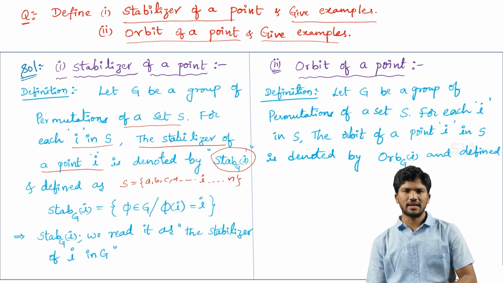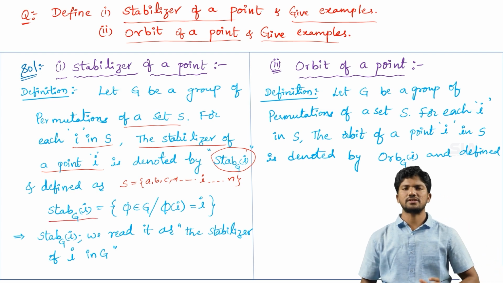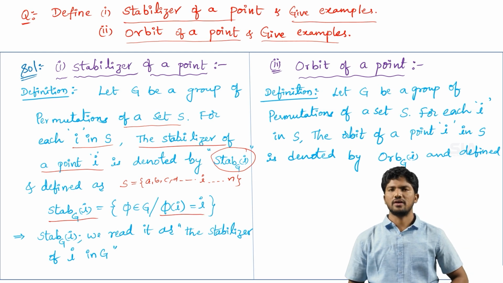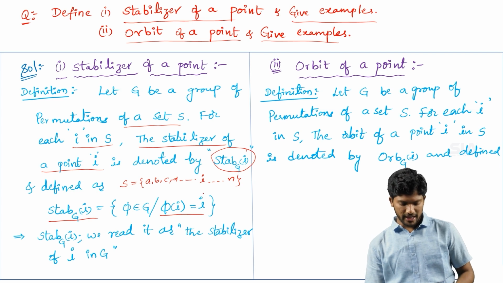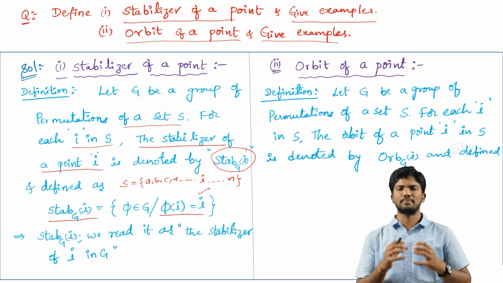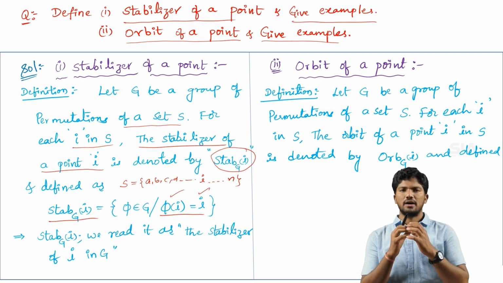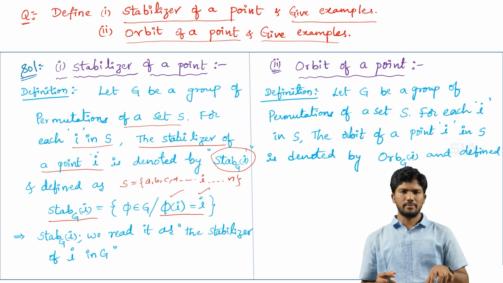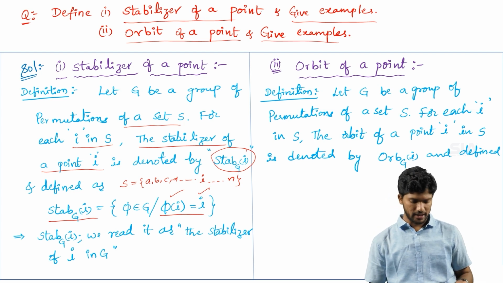This is the mathematical notation, and the set is defined as: stabilizer of small i in group G is equal to the set of pi such that pi of i is equal to i, where pi is the mapping. Here i is the pre-image, that means the codomain value, and pi of i is the image value, that is the domain value. So stabilizer of i is equal to pi belongs to capital G, pi is a mapping, a function, and the image of i, pi of i, is equal to i. So this is the definition.